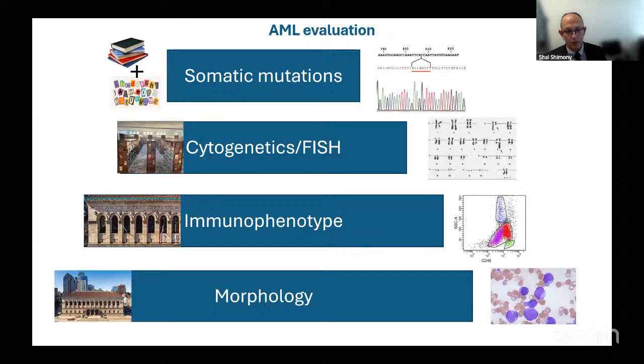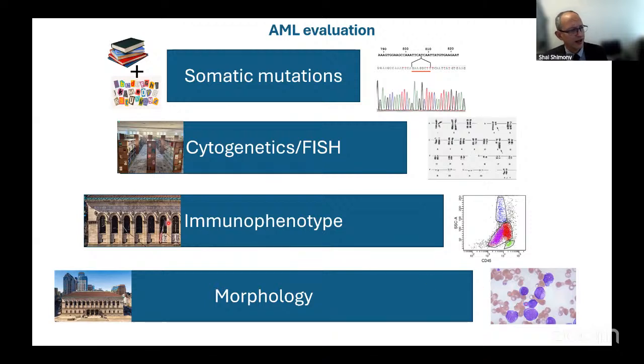And before we continue, I want to tell you a bit how we evaluate AML. So if a patient comes to the clinic and I want to evaluate whether or not he has AML, I do the bone marrow biopsy. And what do I get from the bone marrow biopsy? The first thing is I look under the microscope and look at the library. And this is called in our language morphology, how the cell looks.